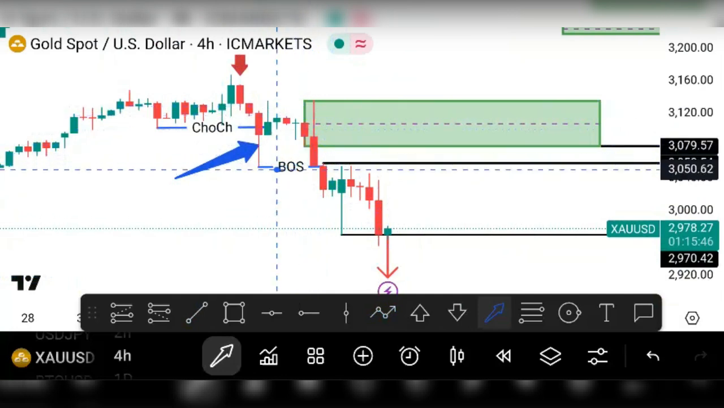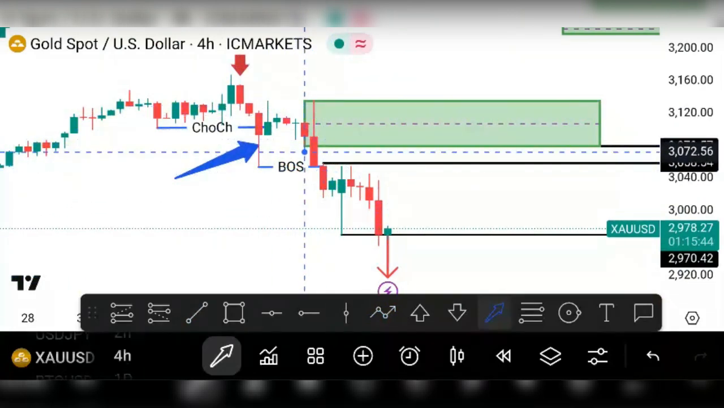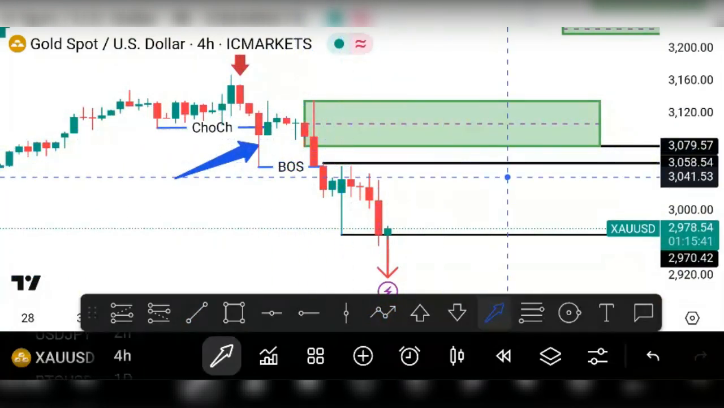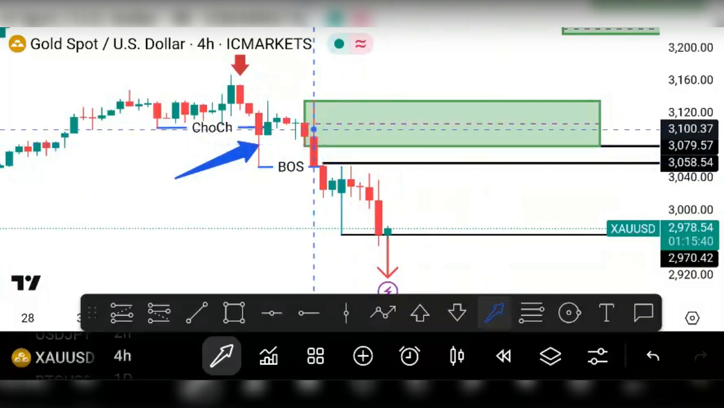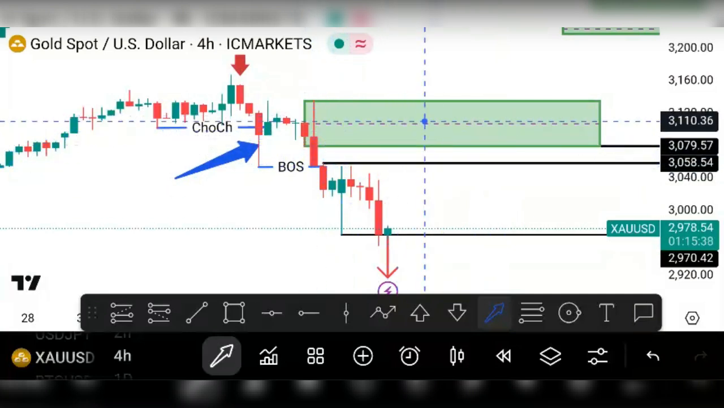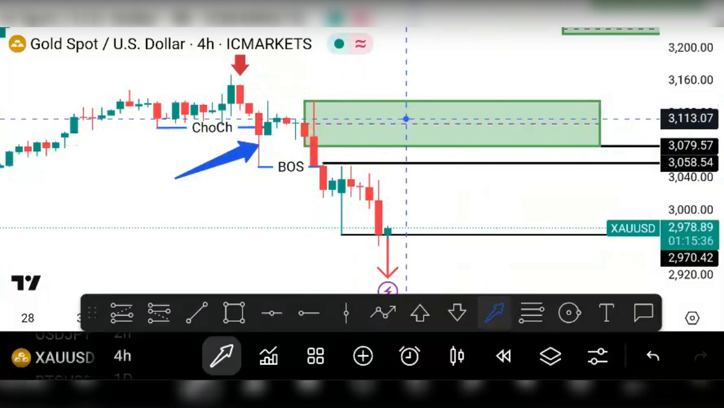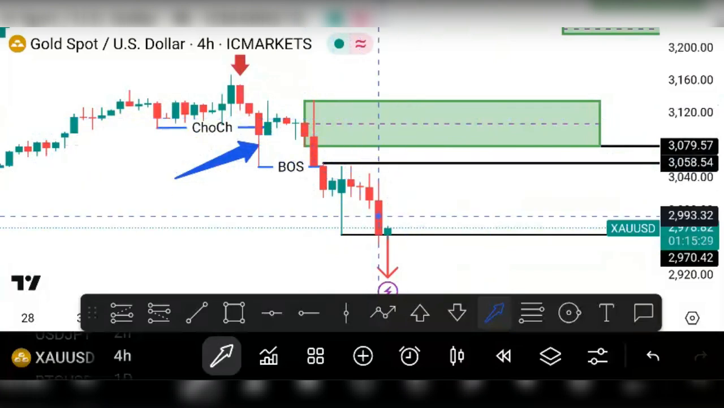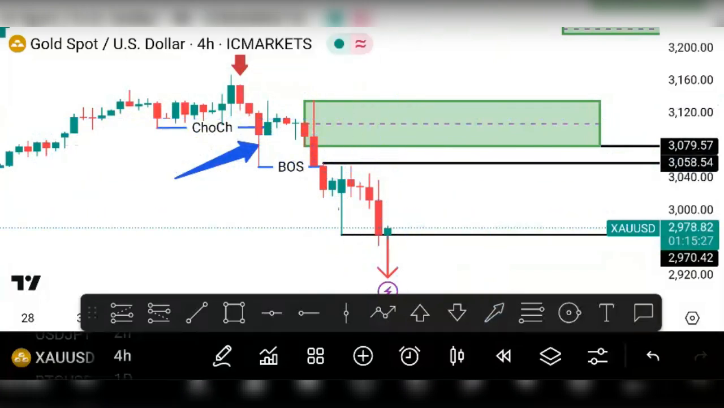There is a break of structure, and this is our fair value gap here. From here to here is a fair value gap, and this is our imbalance, this red candlestick. So this is our supply zone on the 4-hour time frame. So we've identified our supply zone.